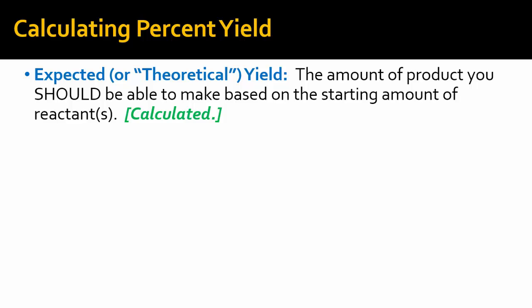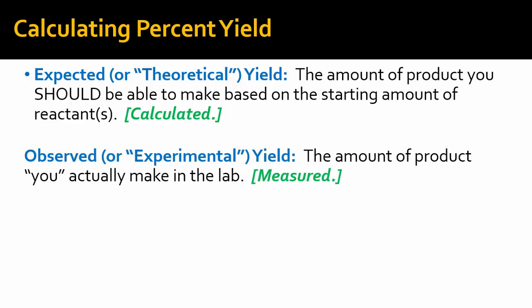So this is a calculated or theoretical amount that doesn't always work out. What we actually measure in the lab is known as the observed or experimental yield. The observed yield or the experimental yield is the amount that you actually make. And here we have the word "you" in quotes because sometimes this is a story problem where some theoretical scientist that's in the story problem carries out the experiment and makes this amount.